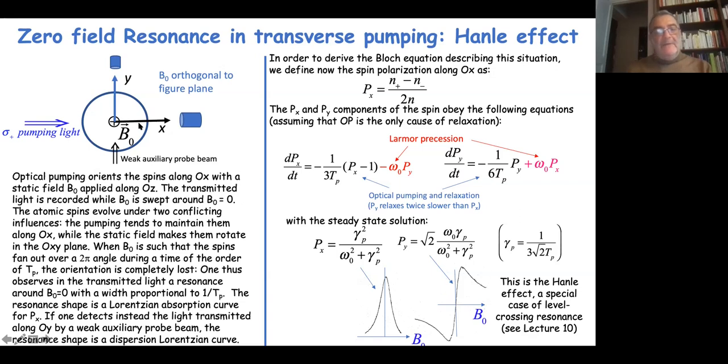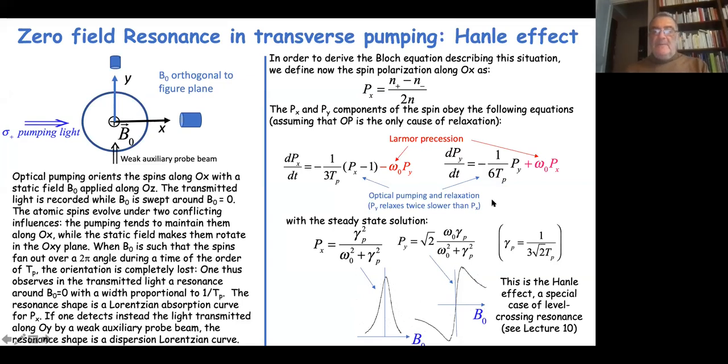But if you depart from zero field, you see that the spins start to precess, and for one direction of the magnetic field, you increase the probability of transmission of light along the weak probe direction. And for the other direction of the magnetic field, you get an increase in the other direction. So what you see is that now the resonance has a dispersion shape. It's like an S shape. And you see that you have a very large slope between a very small negative and very small positive field. So this resonance is very sensitive to very small variations of the magnetic field B0 around zero.